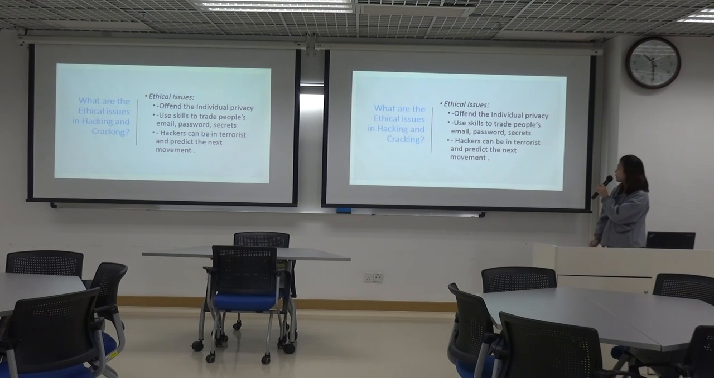Ethical issues means that someone offends an individual's privacy, as an unknown person, and uses skills to trace people's email, password, secrets. Hackers can be terrorists and predict the next movement.